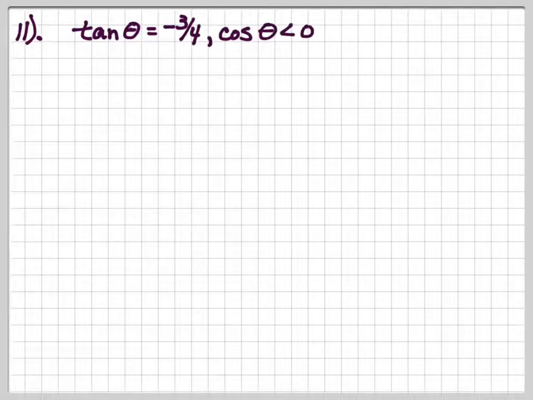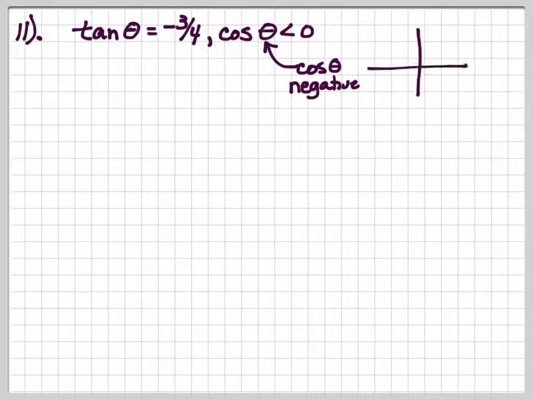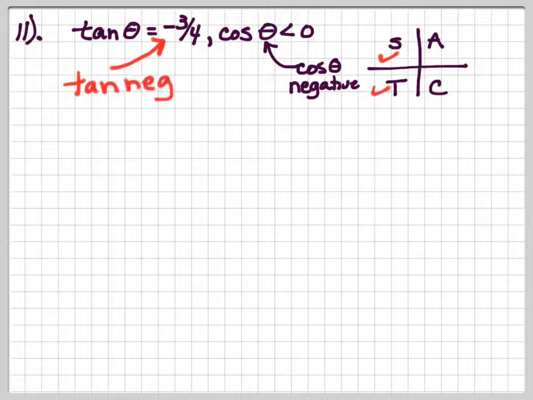Okay, the next one is the tangent of theta is negative 3/4 and the cosine is less than 0. Well, the cosine less than 0 means it's negative. Where is the cosine negative? It's negative in the second and third quadrants. It also says that the tangent is negative 3/4. That means the tangent is less than 0, or negative, and the tangent is negative in the second and fourth quadrants. So we're dealing with the second quadrant.